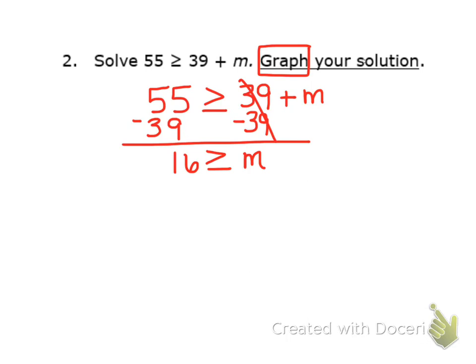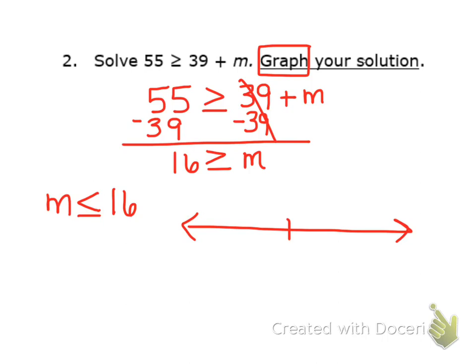So because we're used to reading our inequalities from left to right, I'm going to go ahead and switch it around because that's going to help me whenever I am graphing it. So I'm going to read it backwards. So I have m is less than or equal to 16. So now that I have the variable on the correct side, I'm going to go ahead and graph it. So I know that 16 is going to be on my number line. M can be any number that is less than or equal to 16. So ask yourself, can M equal 16? Yes, so 16 is a solution for M.